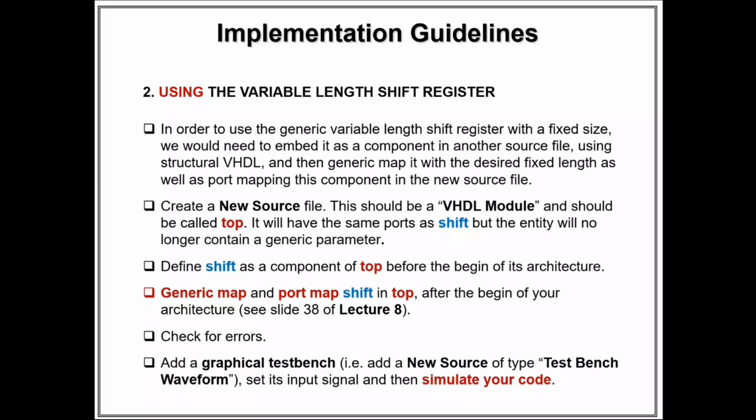Top will have exactly the same ports as Shift. The only difference is that this time the entity will no longer have any sort of generic parameter, so it will have a standard entity as created by the VHDL entity generator. Then, as part of top, we need to define Shift as a component of it. You can do that just as we normally do, just copy basically the whole entity of Shift, paste it before the begin of top, and then change the word entity to component, and then say end component.